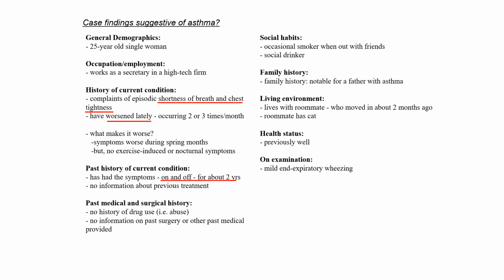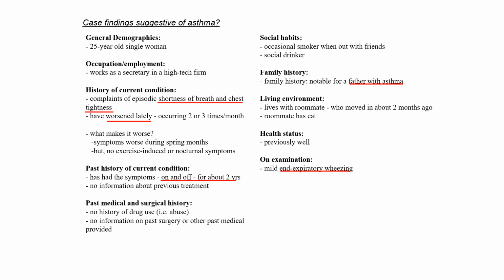Further in the past history of current condition, on and off for about 2 years. A family history, notable for a father with asthma. Now, this does not relate back to the frequency or severity, but we know that genetics may play a cause in the development of asthma.